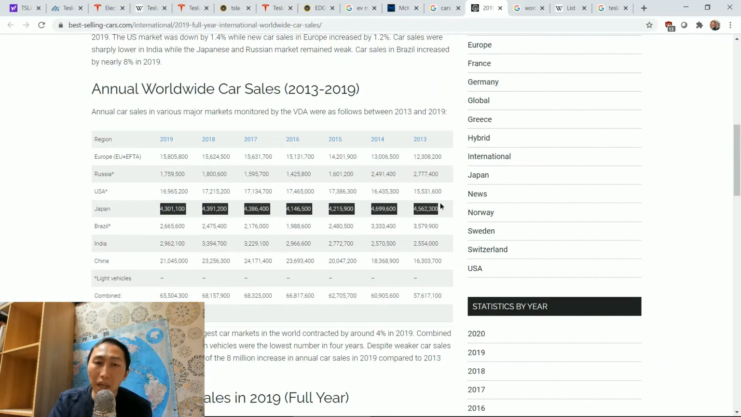So we do have Japan, which is about 4 million cars. But of course, you can clearly see US and China and Europe. Those three areas just have much larger car sales than the other parts of the world. So if you're a Tesla, you're focusing on the US, China, and Europe, right?